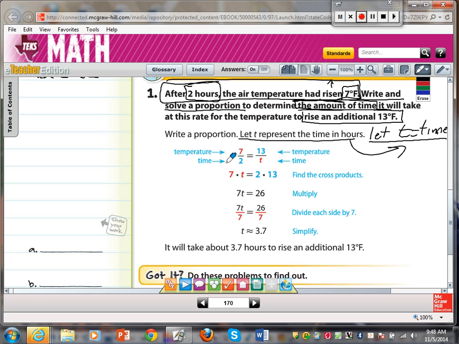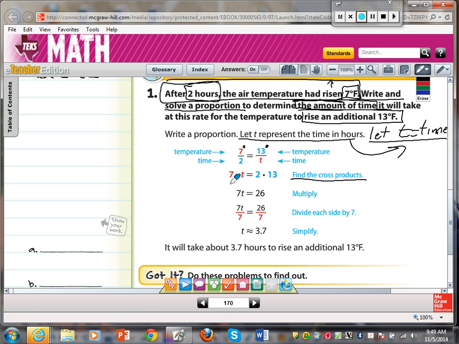Okay? So they say, well, 7 degrees in 2 hours. Well, how much would that be? How many degrees will it be in t hours? In how much time? Well, we really don't know this yet. So now this is where the cross product comes in really handy. Okay? Now, in this case, you won't find an actual number that equals an actual number, but it will give you an equation.